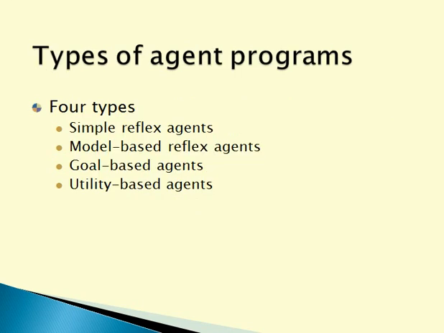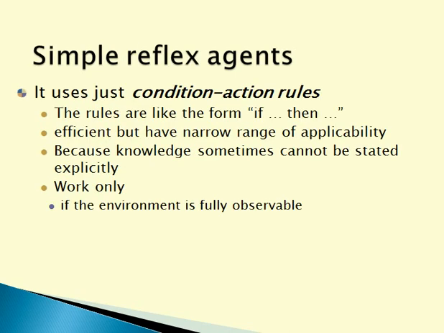Types of agent programs. There are 4 types: simple reflex agents, model based reflex agents, goal based agents, and utility based agents. Simple reflex agents use just condition action rules. The rules are of the form if-then. They are efficient but have a narrow range of applicability because knowledge sometimes cannot be stated explicitly. They work only if the environment is fully observable.